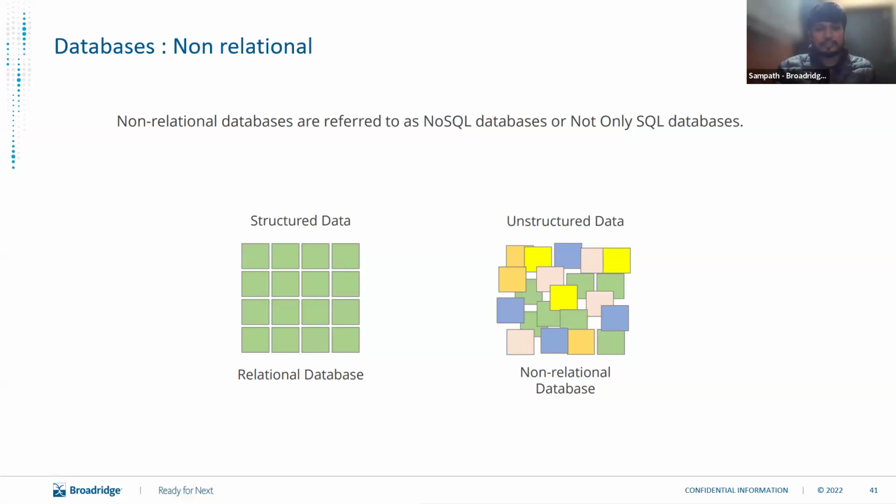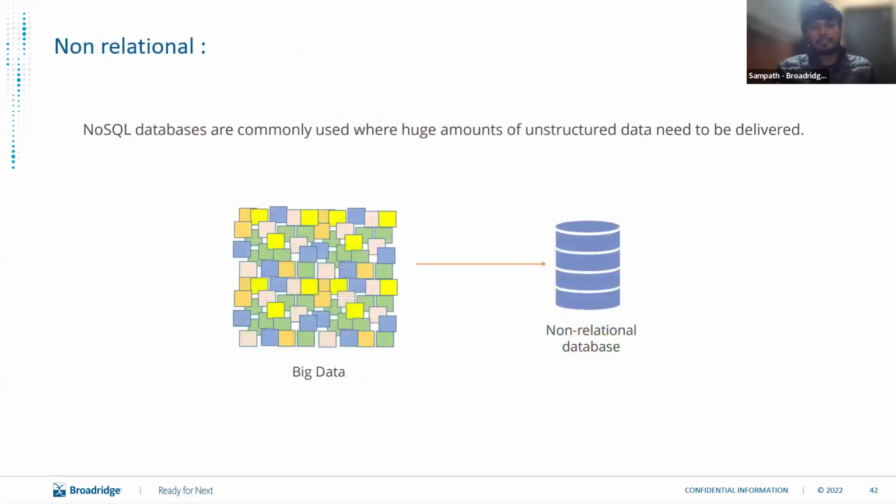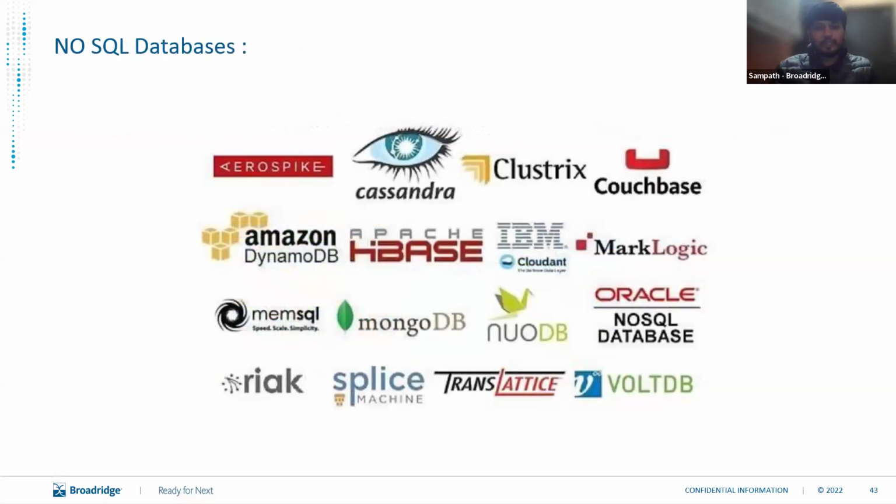For NoSQL databases, we have multiple examples, which you are seeing on the screen: MongoDB, Apache HBase, Cassandra, DynamoDB. DynamoDB is Amazon's one. I think you would definitely have heard about it.